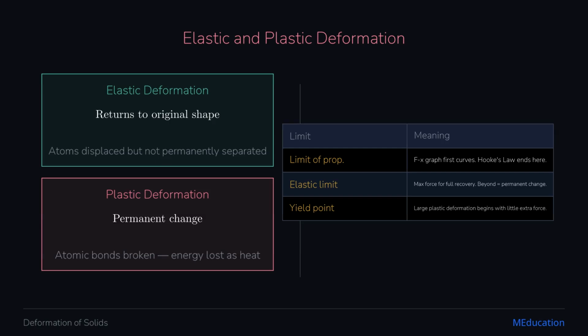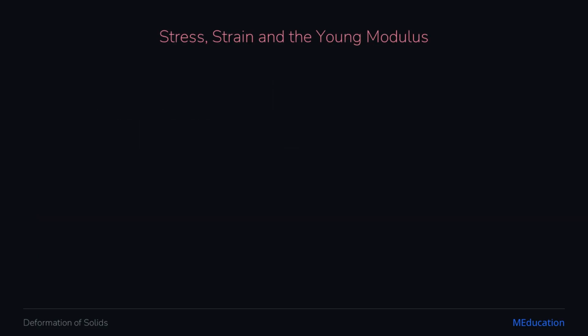The elastic limit is the maximum force up to which a material behaves elastically. Beyond it, plastic deformation begins. It is not the same as the limit of proportionality. The limit of proportionality comes first.